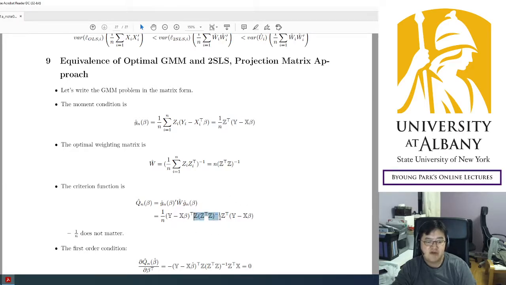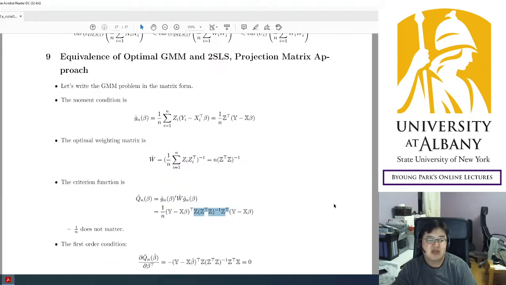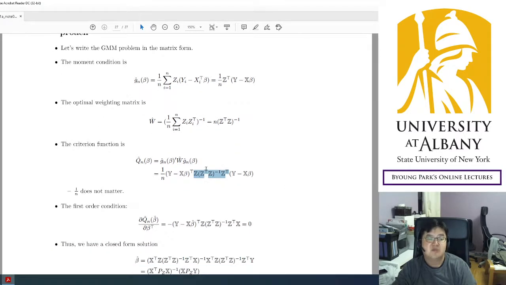And you have a very familiar thing here. Exactly, this is the projection matrix. So now you see the similarities, and you need to minimize this. By the way, 1 over n does not matter in this minimization. It is just a constant.